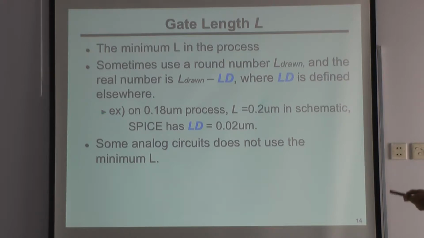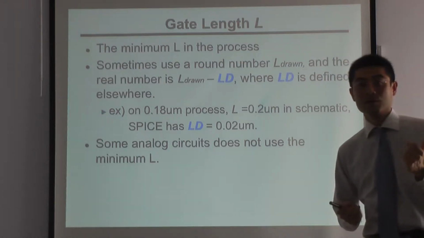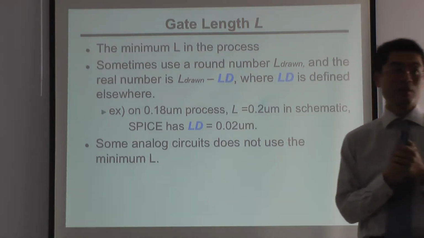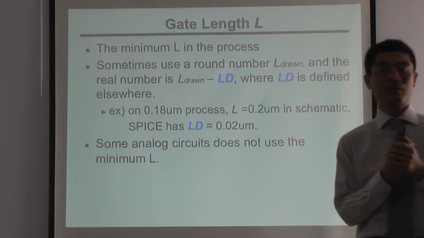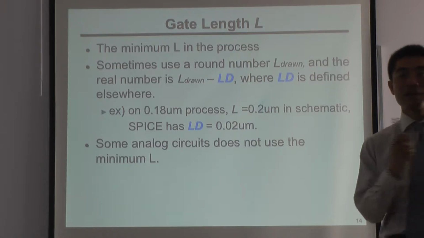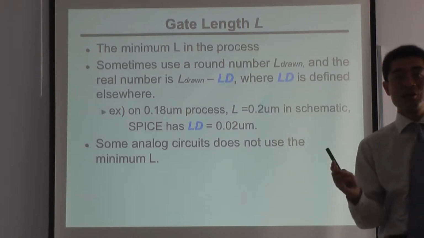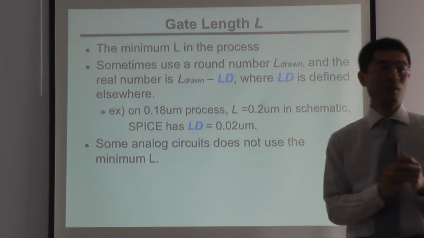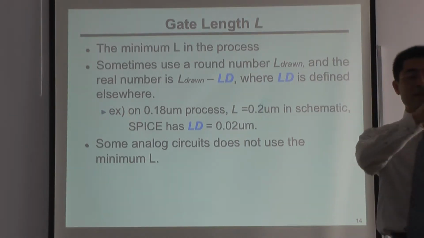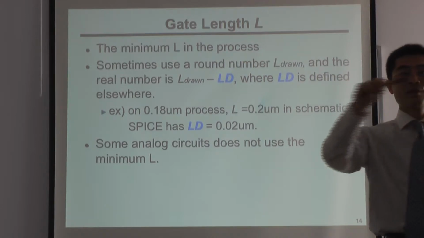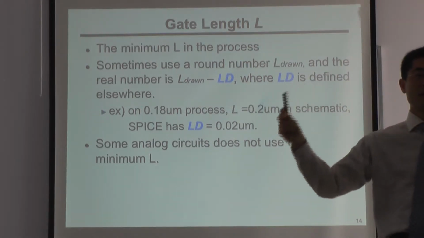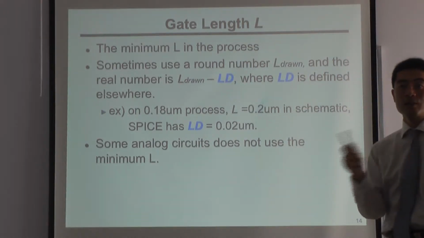And some analog circuits do not use a minimum L. For example, when we consider the variability of transistors, maybe large L means less variability, so we want to use larger L. Or for some analog circuits that need flatter ID curves, we want to use larger L to have large gain.